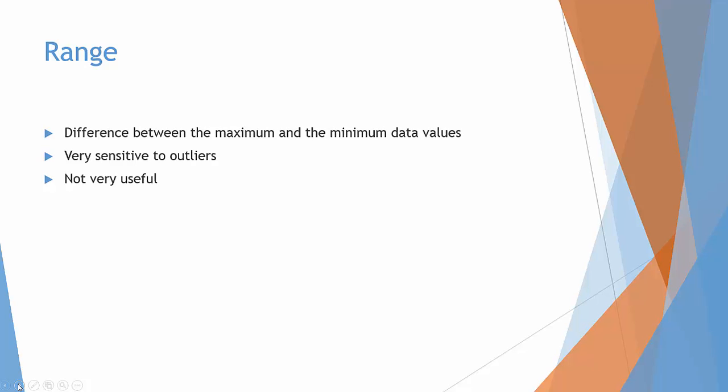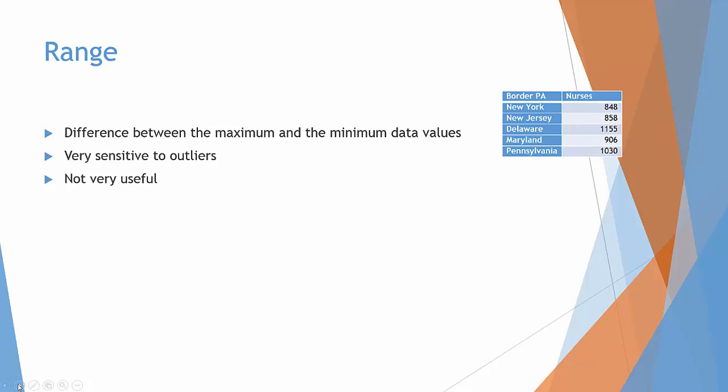Obviously, if we're using the largest and the smallest, it's very sensitive to outliers, because your outliers would be your largest and smallest pieces of data. Because of that sensitivity to outliers, it is not very useful. So it's easy to do, but not used very often at all.